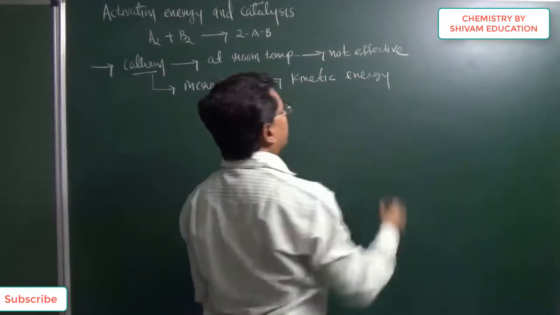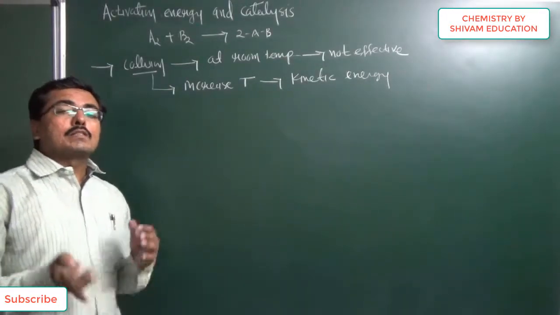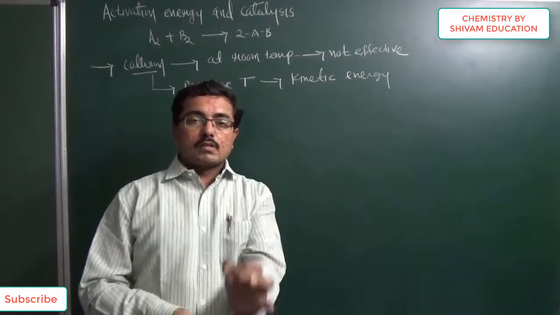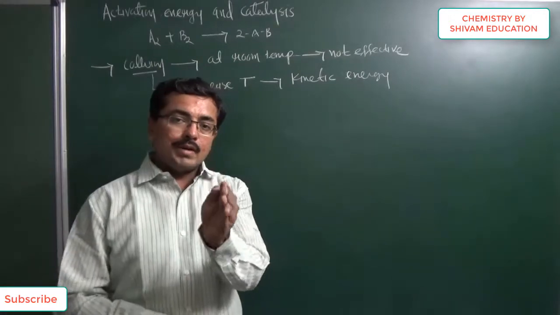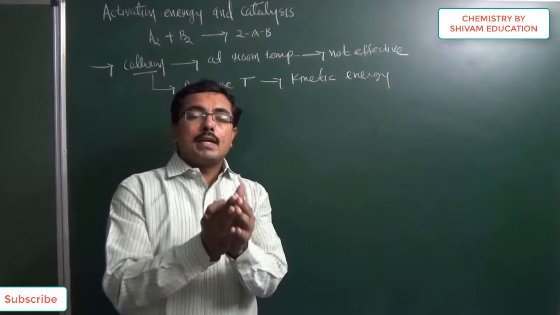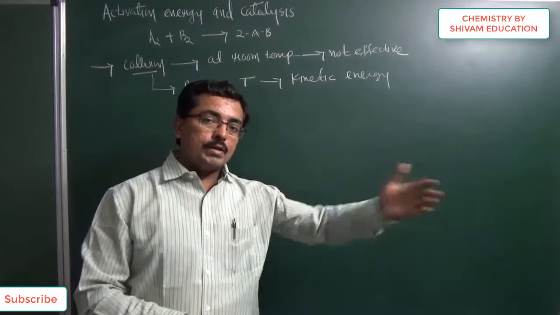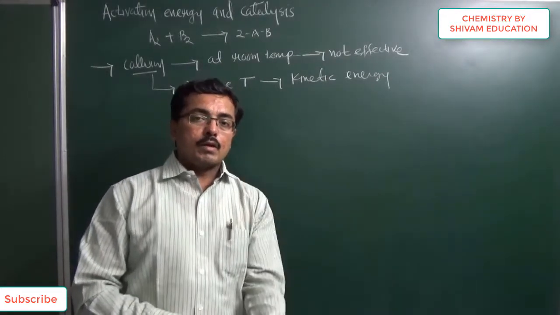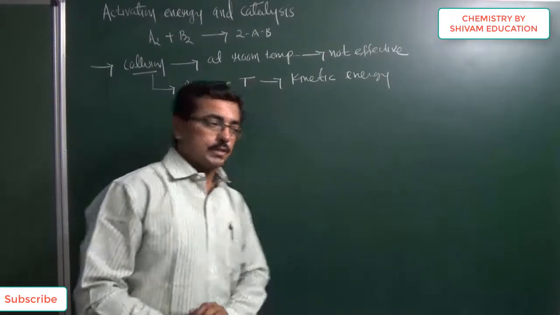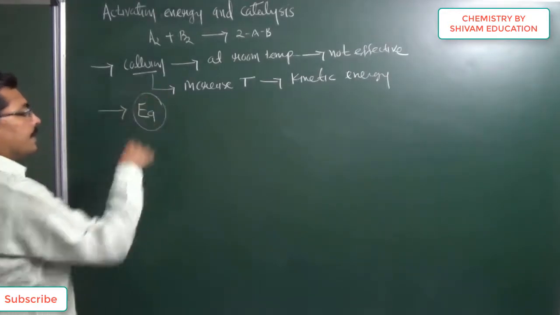Now on increasing the kinetic energy, molecules can collide with each other, but this collision will not necessarily be successful. It is observed that for a successful collision, meaning to convert reactant into product, the reactant molecules must have a certain minimum kinetic energy. This minimum amount of energy required to convert reactant into product is known as activation energy. So what is the activation energy? Activation energy is given by the symbol EA.